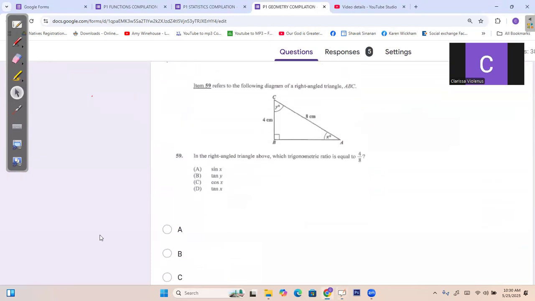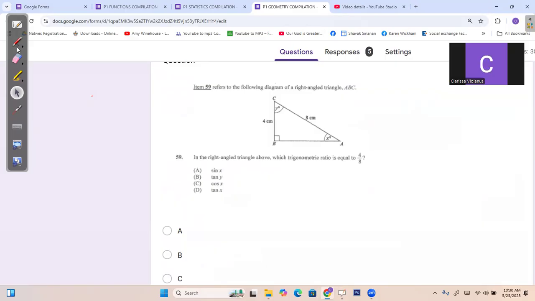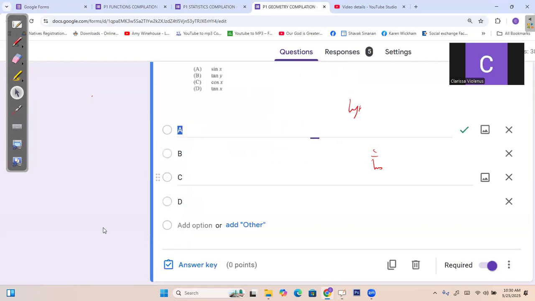All right, let's look at this one. 4 over 8, we can't assume it's the same thing. So let's see. 8 is the height. So height 4 is the opposite. So that would be not tan, but sine x, because sine x is opposite over hypotenuse. So the answer for this would be sine x, which is A.